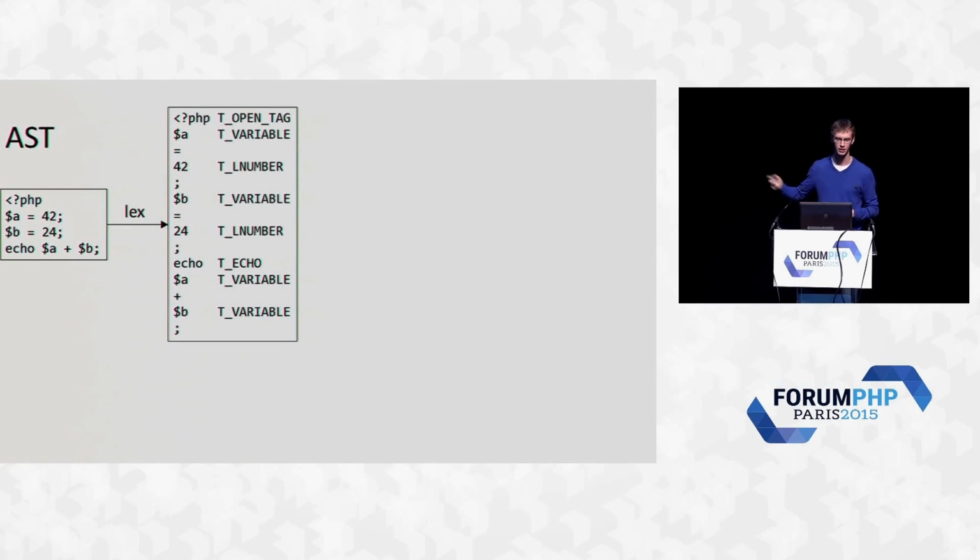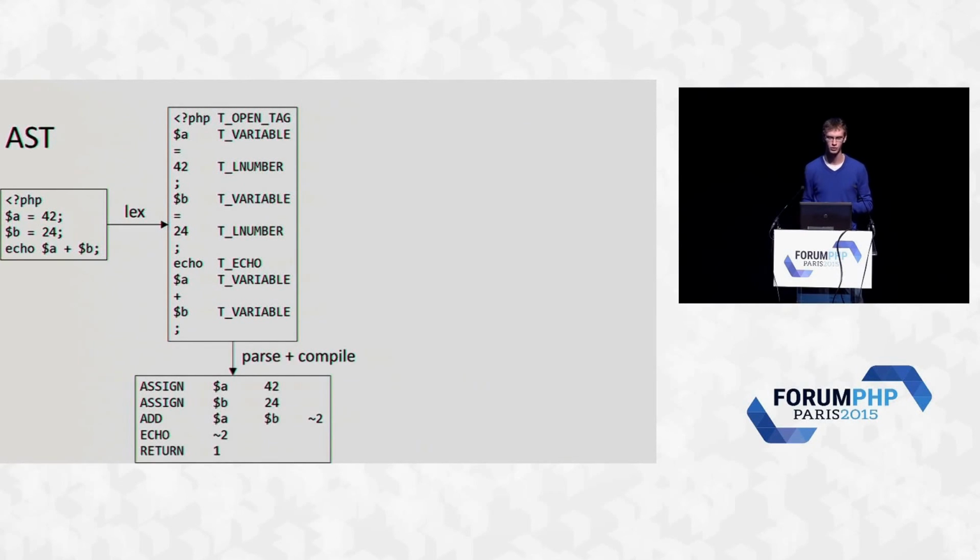First is lexing or tokenization. This step detects basic patterns in the source code. So it detects that $a is a variable, that 42 is a number, and that echo is a reserved keyword. But it doesn't understand any of the semantics of the language. So it doesn't know that $a = 42 is actually an assignment. It only understands the parts.